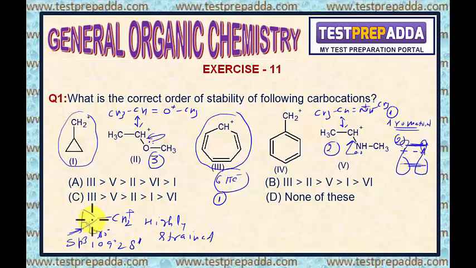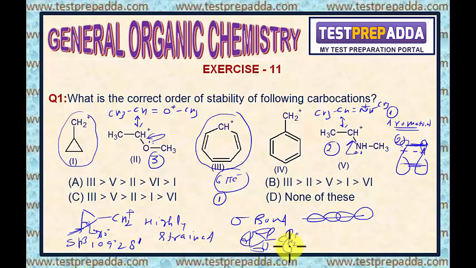Because of this, the orbitals become bent orbitals. Normal sigma bond formation takes place how? By the axial overlapping of the orbitals. While in this case, what is happening? The orbitals become bent like this. Bent orbitals are there.